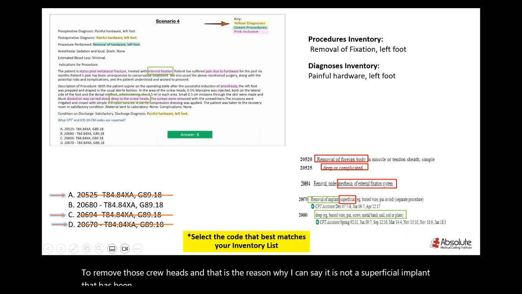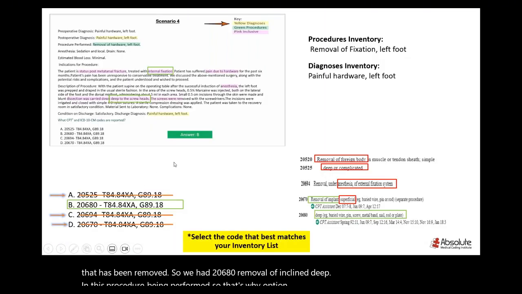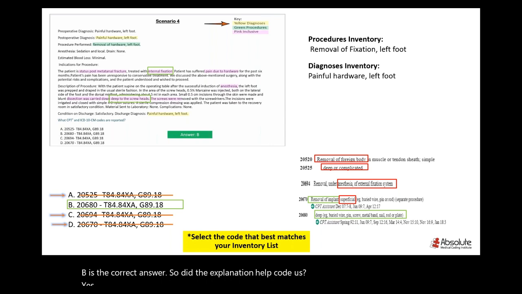So we have 20680, removal of an implant, deep, being performed in this procedure. That's why option B is the correct answer. So did the explanation help, coders? Yes, sometimes we have to read forensically to get to the correct answer.